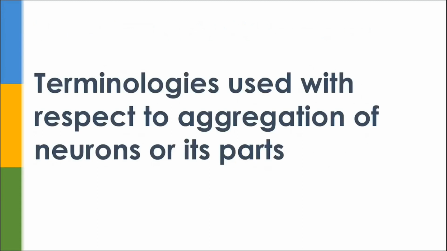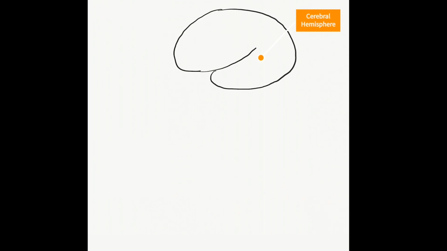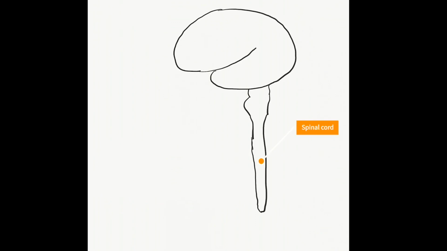Coming to the end, let's try to understand the terminologies which are used with respect to either parts of the neuron or the neuron itself. Let's draw the outline of the cerebral hemisphere. This is the outline of the superolateral surface of the cerebral hemisphere. Then let's imagine this is the midbrain, pons. Then we have the medulla, and then we have the continuation of the medulla as the spinal cord.